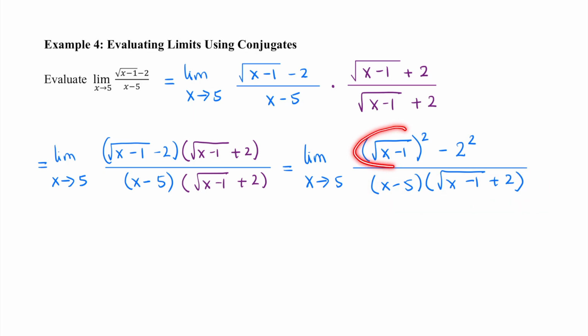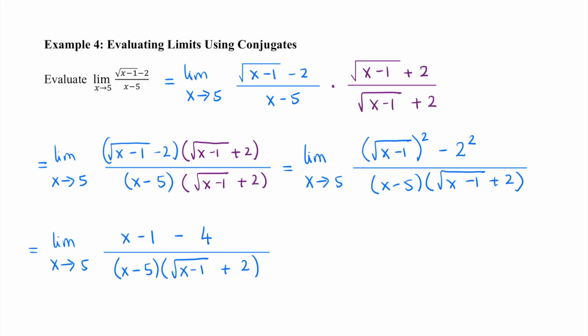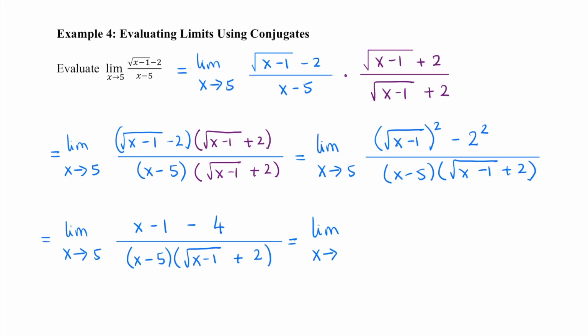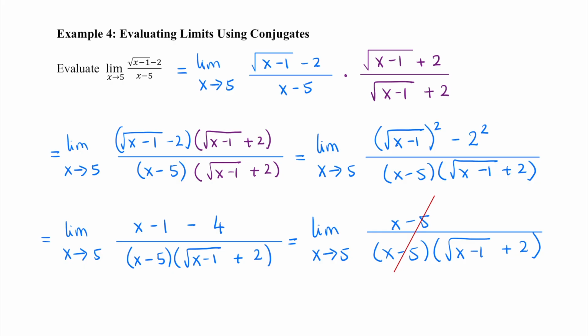In the numerator here, I have the square root of x minus 1 squared. The square root and the square cancel out. I'll have x minus 1. And 2 squared is 4. Now in the numerator, negative 1 minus 4 is negative 5. Now we can cancel out the common factor x minus 5.